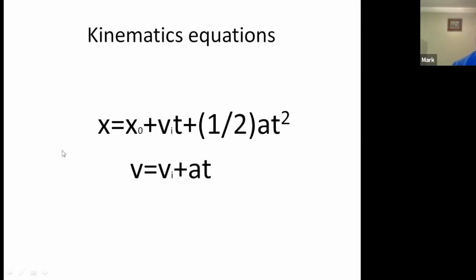Chris put it in the chat. Chris is one of the other tutors as well. It can be useful, but like I said, you can kind of figure that equation out on your own. These are just the fundamental ones. That's why I'm focusing on these.